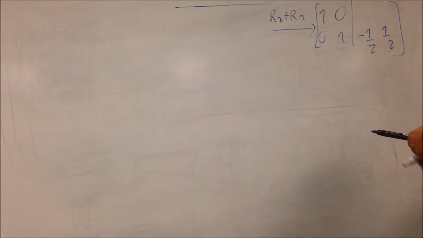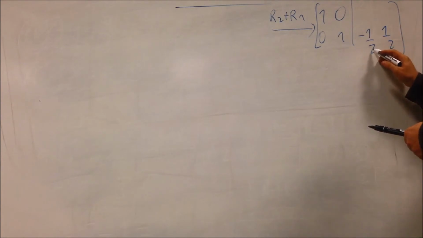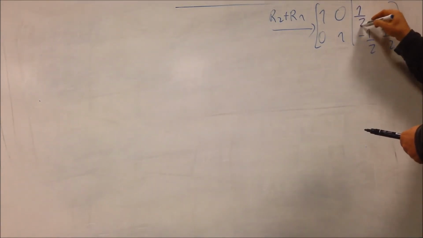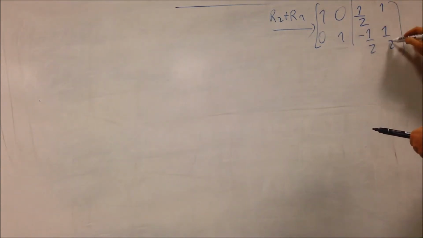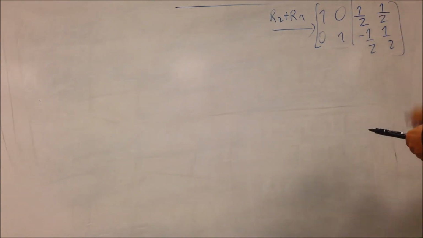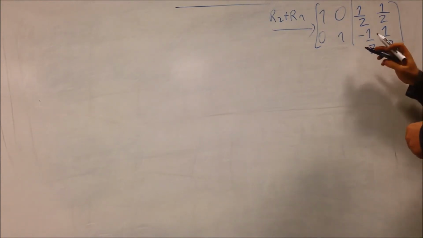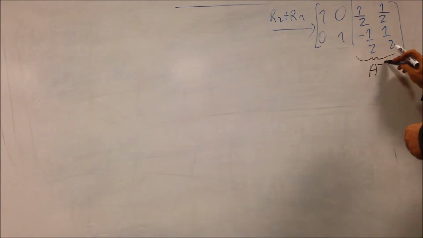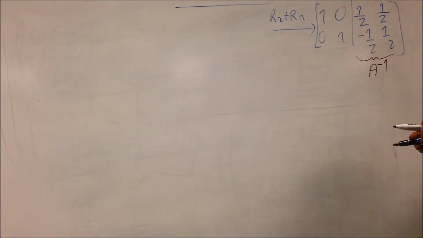That was the purpose of choosing this operation. And minus 1 over 2, that was a 1 here. Added to 1, it's plus 1 over 2. And this was 0. So 1 over 2 added to here, another 1 over 2. So that's it. This is indeed the inverse matrix. It's the inverse of A. Now we may finalize the operations we have.